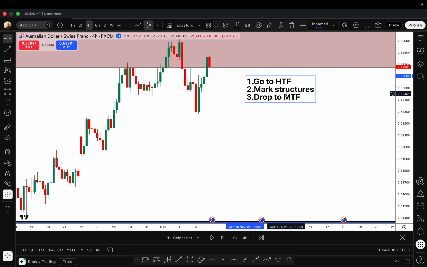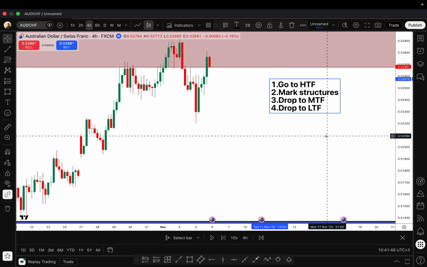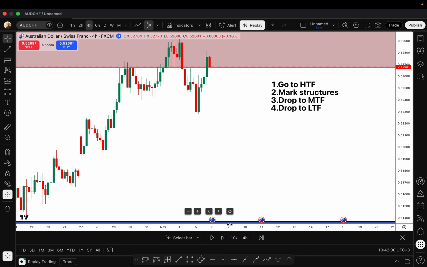So now we have always said that when we see a change of character, rule number 4, drop to lower time frame. We want to follow it with a break of structure to confirm that now the trend has changed from bullish to bearish. If we don't see a break of structure, we are not supposed to enter that trade. And all that happens on the medium time frame.